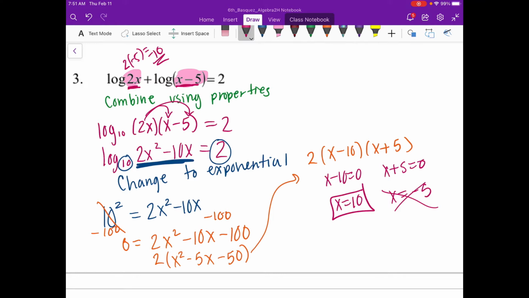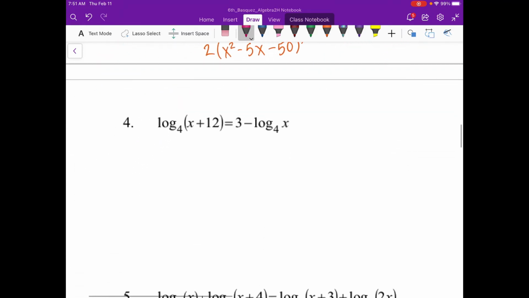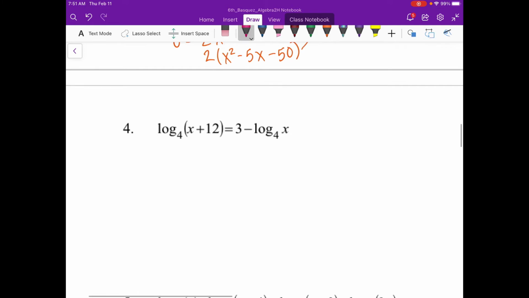So that's why it's really important that you go back and check your answer. Is that x value going to give you a 0 or a negative in that log term? If it is, then you're going to want to not use it. Okay. Moving on to example 4.